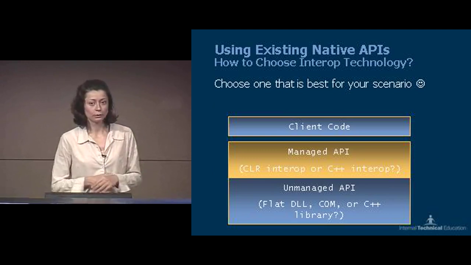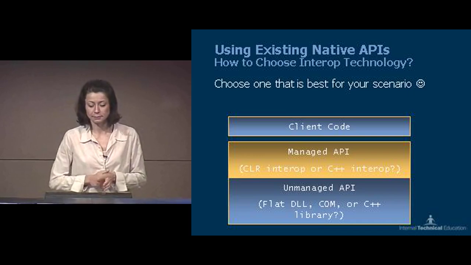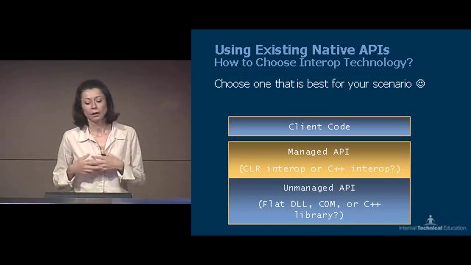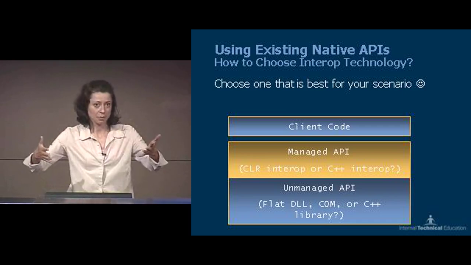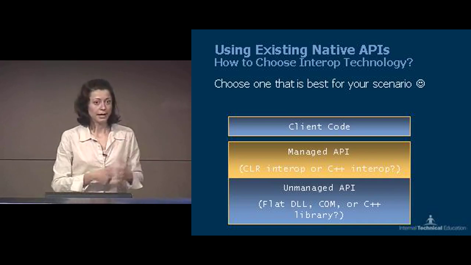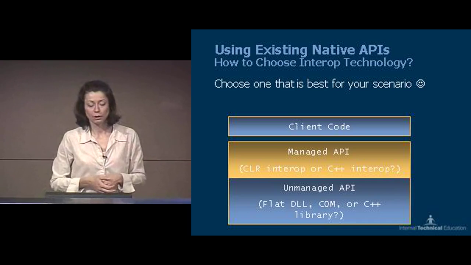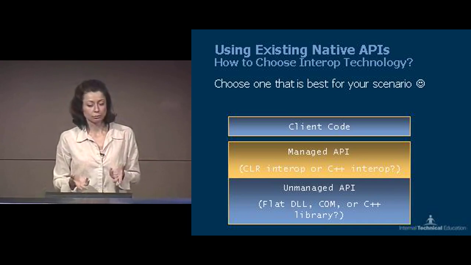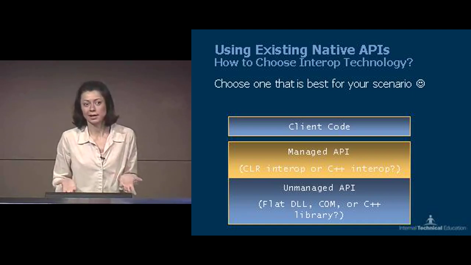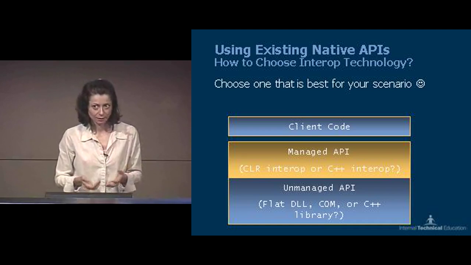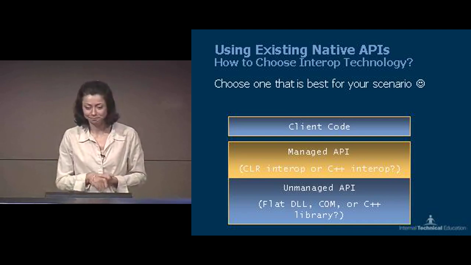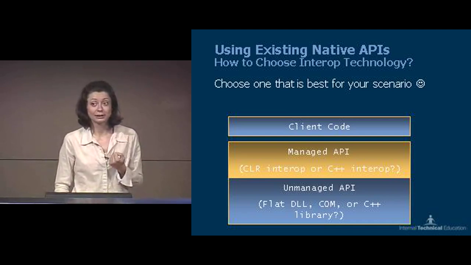So when you come to a situation like this, you have an unmanaged API, you know what the type is, and you want to expose managed APIs on top of these APIs, so managed clients can use them more easily. What do you do? Which technology should you choose? And again, the answer is the same as before: it depends. And you can think, yeah, well, that's really great advice. Yeah, thank you. But it really depends.